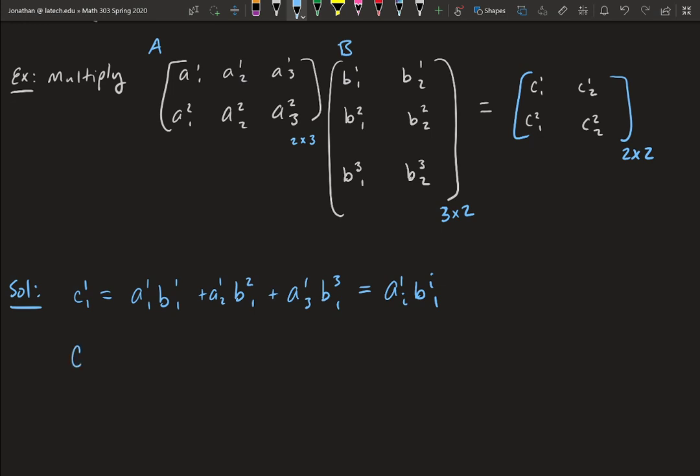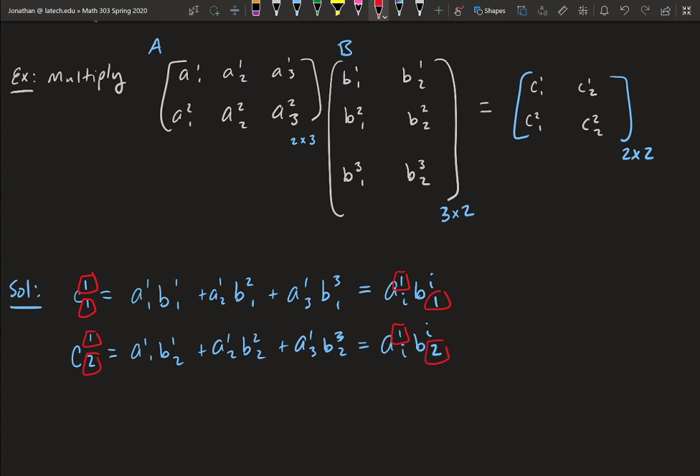And then C12 would be the first row of A dotted with the second column of B, so that'd be A11 B12 plus A12 B22 plus A13 B32. Again, that's an Einstein summation, so that's A1i, Bi2. And you might see a pattern here: this one matches this one right here, and this one down here matches this one down here. This 2 matches this 2. And the summation is always happening between these two components right here.